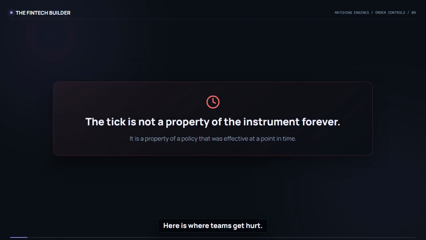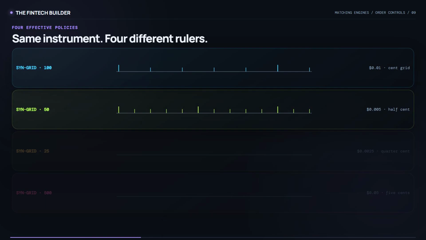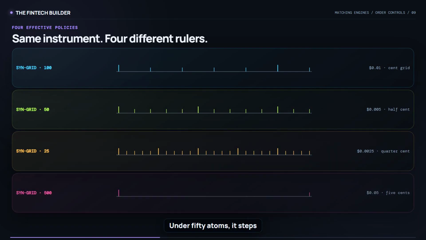Here is where teams get hurt. The tick is not a property of the instrument forever. It is a property of a policy that was effective at a point in time. Under a 100-atom policy, the grid steps in cents. Under 50 atoms, it steps in half cents. Under 25, quarter cents. Under 500, 5-cent increments.